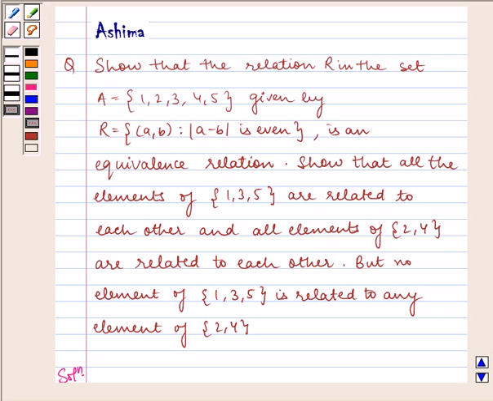Let us discuss the following problem today. Show that the relation R in the set A = {1, 2, 3, 4, 5} given by R = {(a, b) : |a − b| is even} is an equivalence relation. Show that all the elements of {1, 3, 5} are related to each other and all the elements of the set {2, 4} are related to each other. But no element of the set {1, 3, 5} is related to any element of the set {2, 4}.